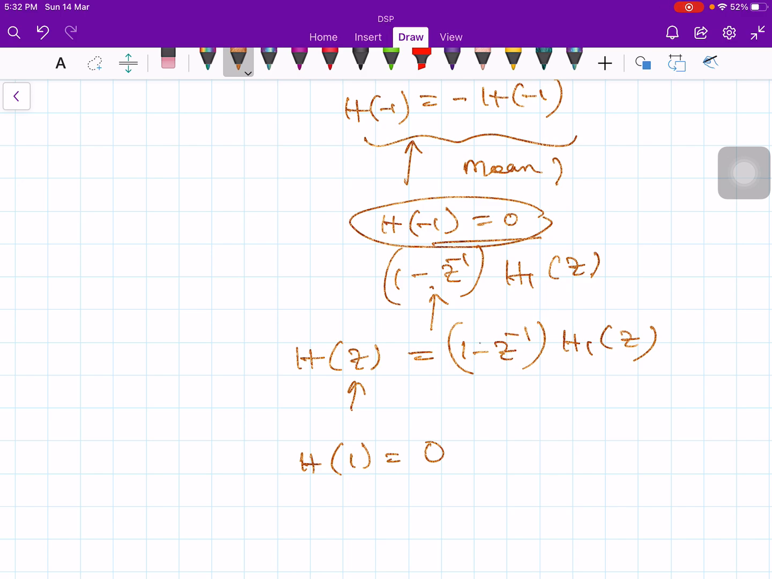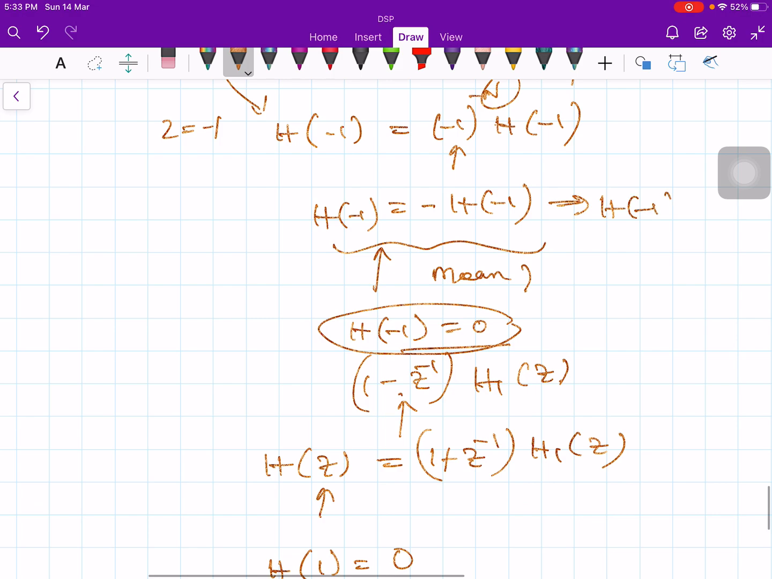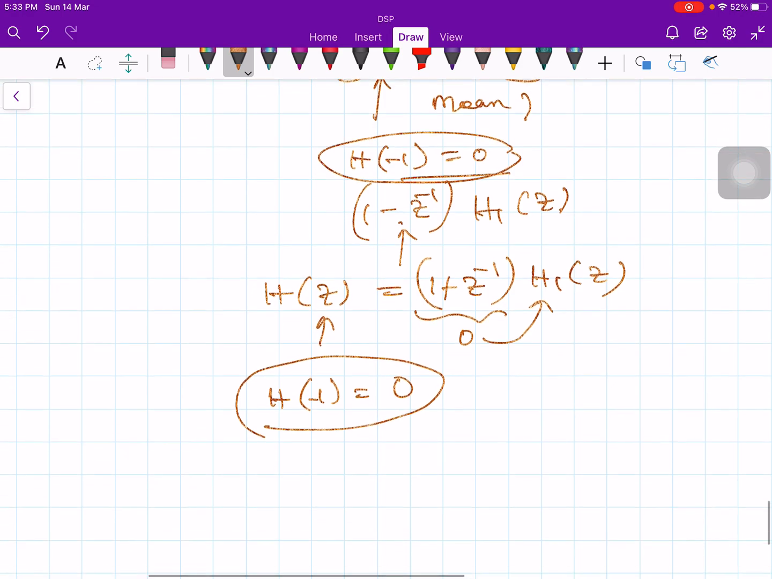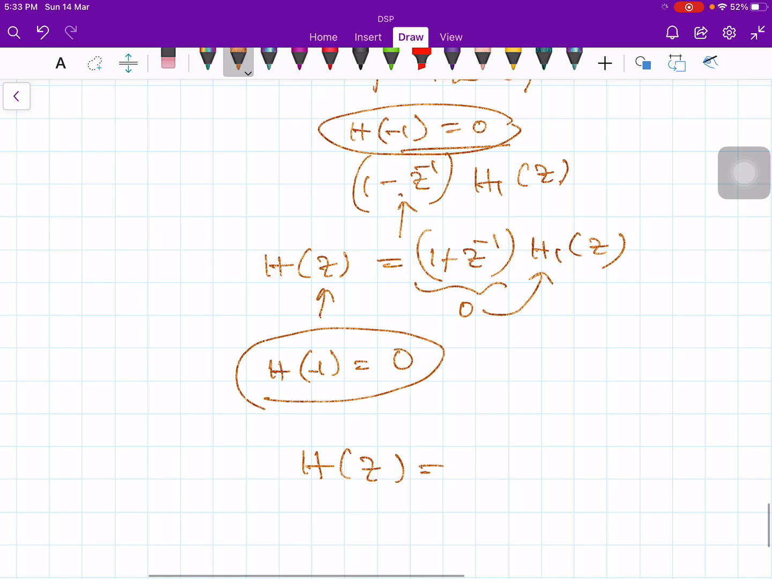I'm sorry, 1 plus z inverse. Okay, so this relation implies h of minus 1 is equal to 0. If you substitute minus 1, then this becomes 0 times the polynomial, therefore h of minus 1 is equal to 0. Therefore, in general, you can write h of z is equal to 1 plus z inverse times h1 of z.